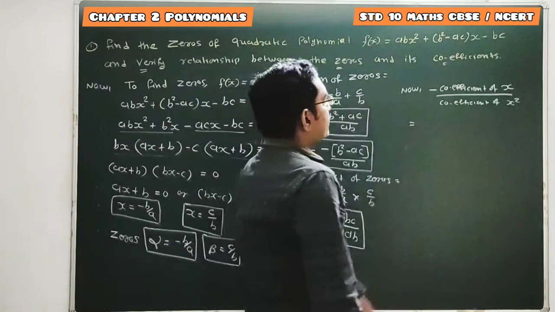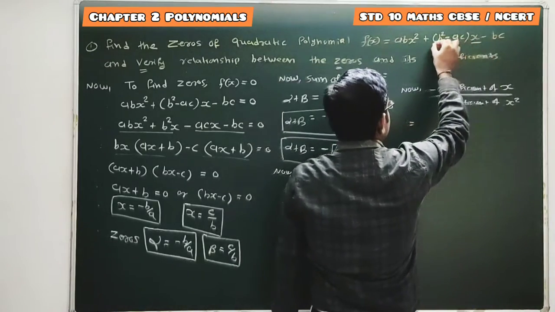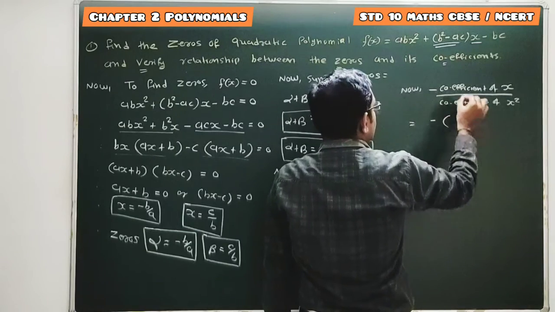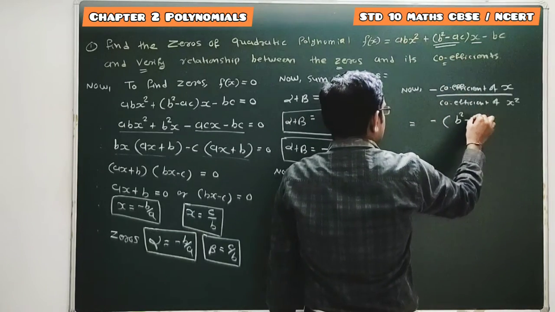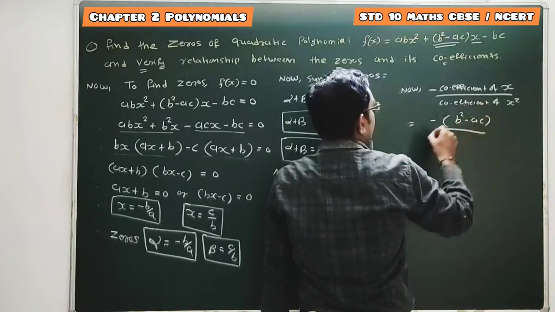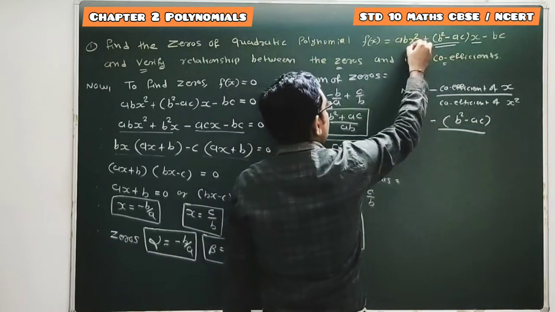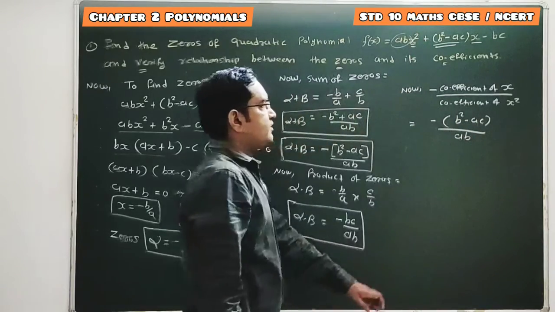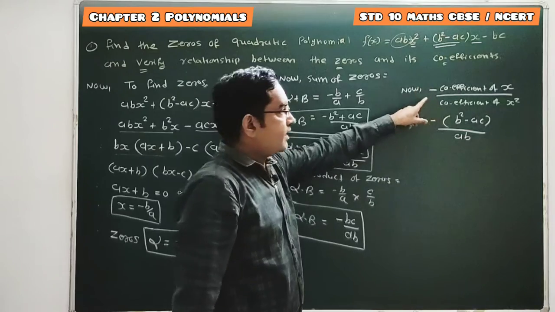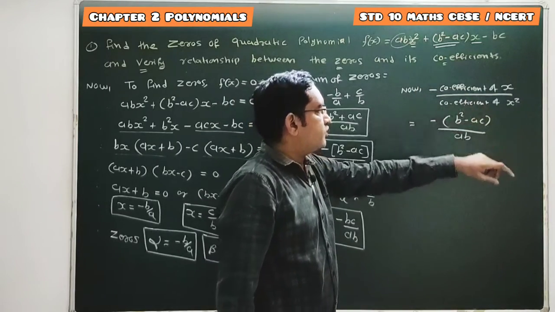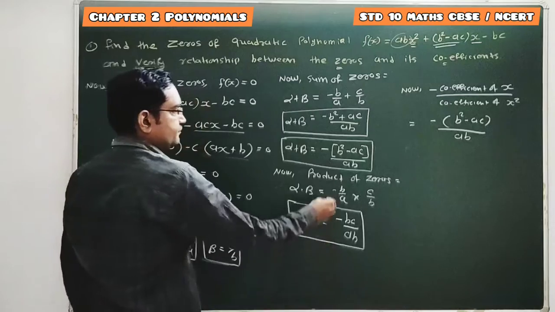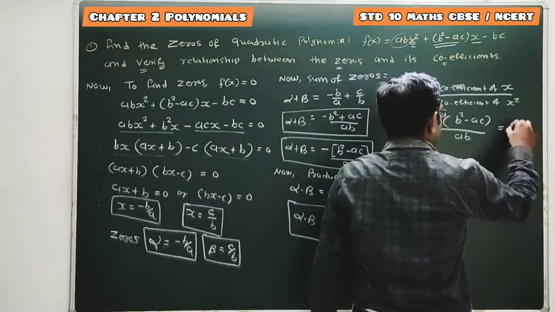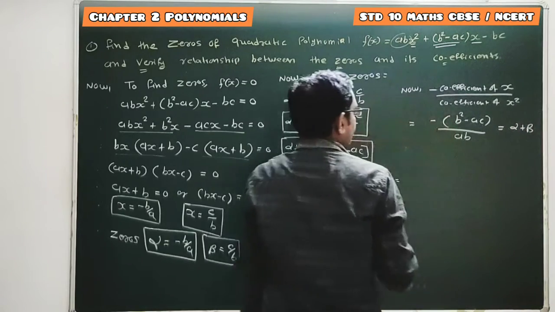polynomial. So what is the coefficient of x? The coefficient of x is nothing but b square minus ac, so it must be minus of b square minus ac upon the coefficient of x square. This is the x square term, its coefficient is ab, divided by ab. So here we can say the minus of which ratio? Minus of coefficient of x upon coefficient of x square. This is nothing but the sum of zeros. So this is equal to the sum of zeros. Hence the first relation is verified.